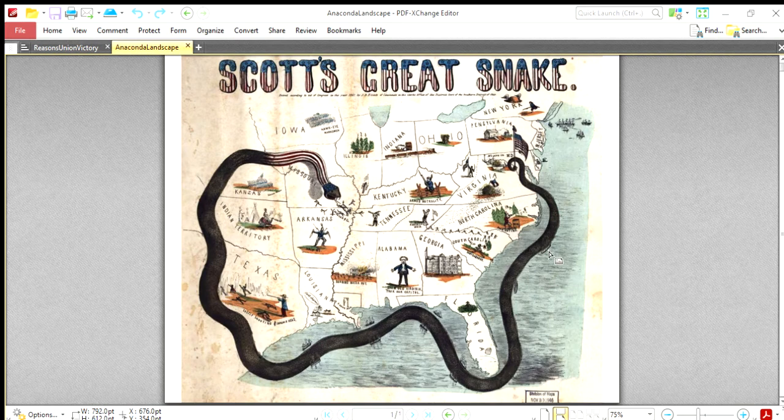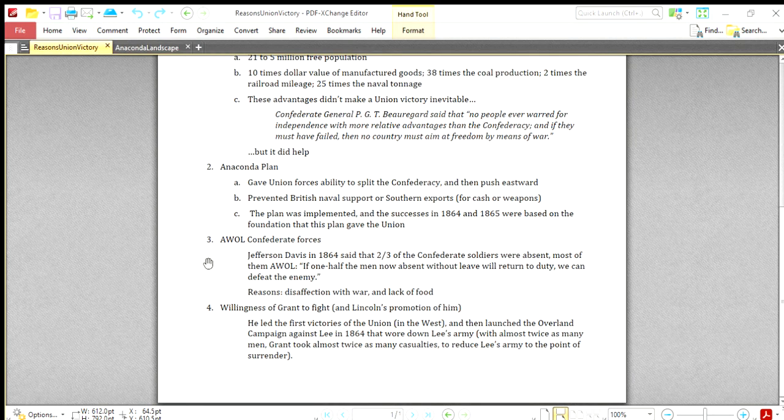This is a major factor in the defeat of Germany in both World War I and World War II. And the weakening of the Confederacy slowly strangled the Southern economy and the Southern war effort. The third factor in the Union victory was AWOL Confederate forces.